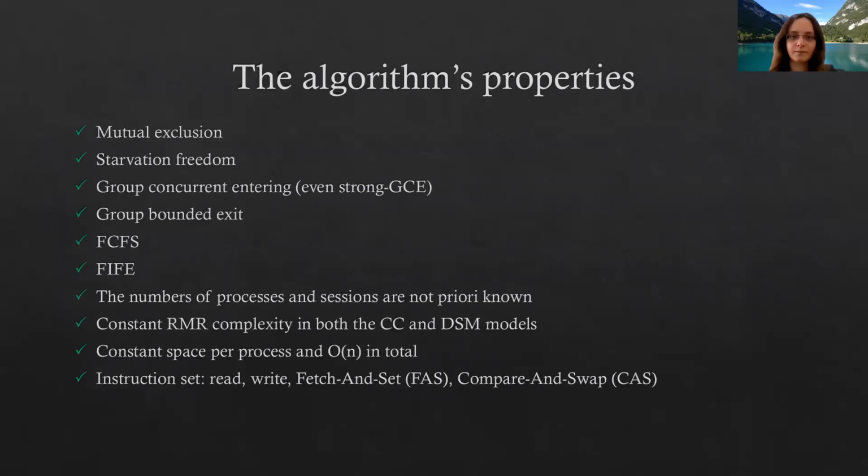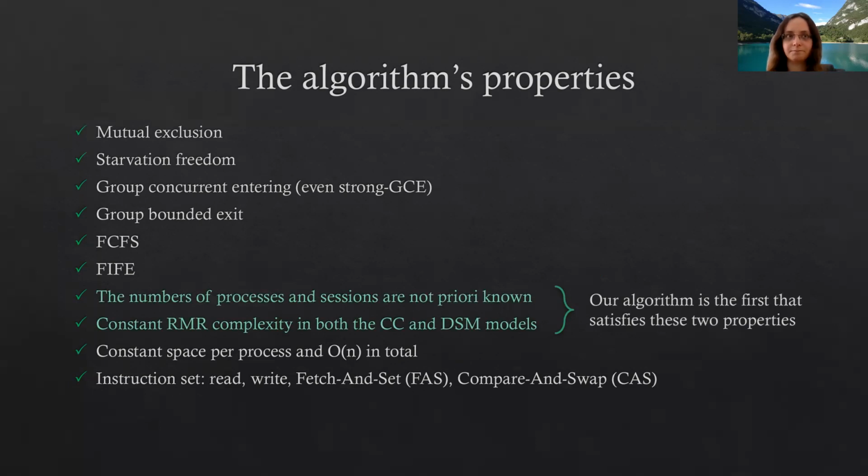The algorithm. The algorithm satisfies all of these properties: mutual exclusion, starvation freedom, group concurrent entering, and even strong group concurrent entering, which I'm not going to explain in this presentation, but you may read about it in our paper. Group bounded exit, first come first serve, first in first enable. The numbers of processes and sessions are not known in advance. Constant RMR complexity in both the CC and the DSM models. Constant space per process and O(n) in total. And an instruction set that is supported by most modern processors. And also, the algorithm is the first to satisfy these two marked properties.